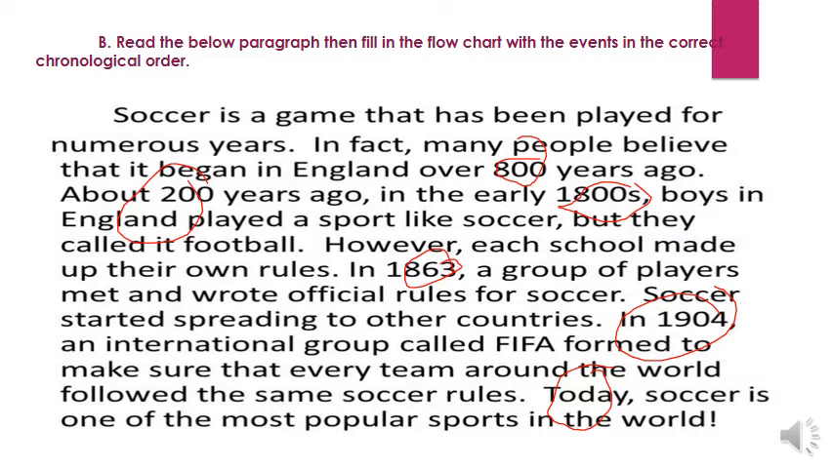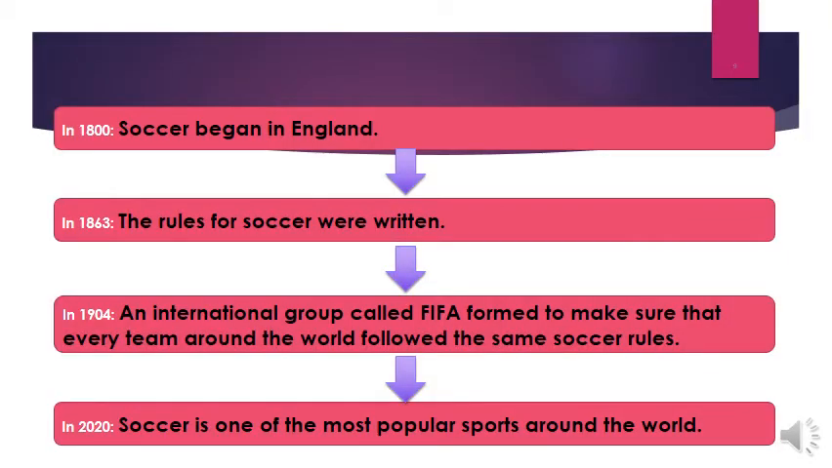Let's see. We have to fill in a flow chart with the events in the correct chronological order. This is called a flow chart. So what happened in 1800s? Soccer began in England. What happened in 1863? The rules for soccer were written.